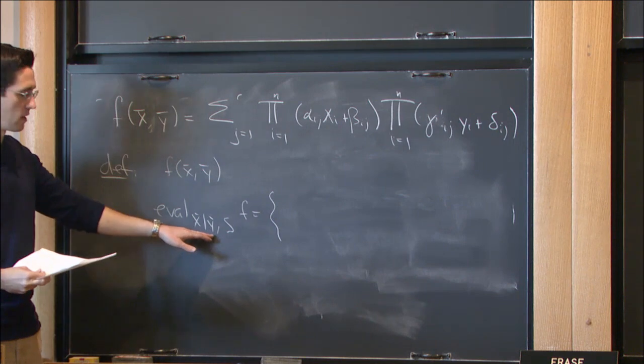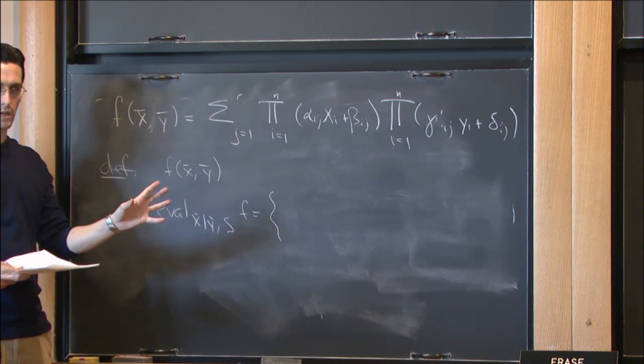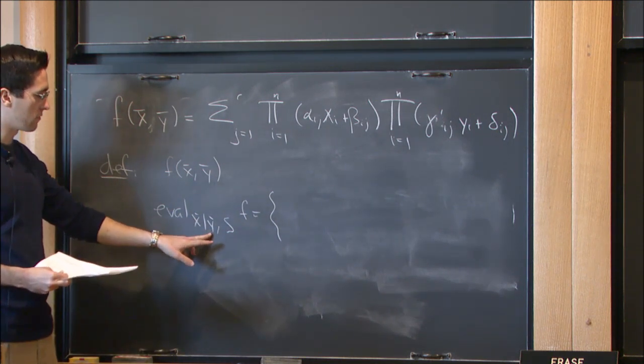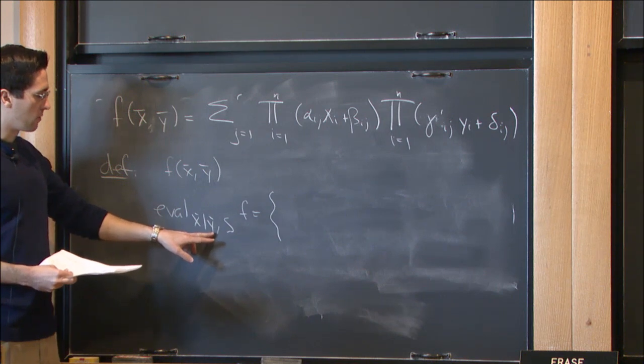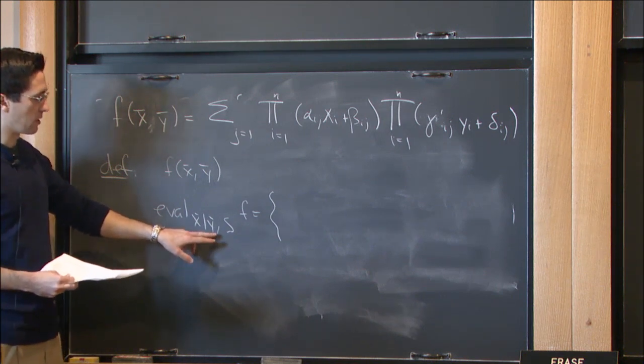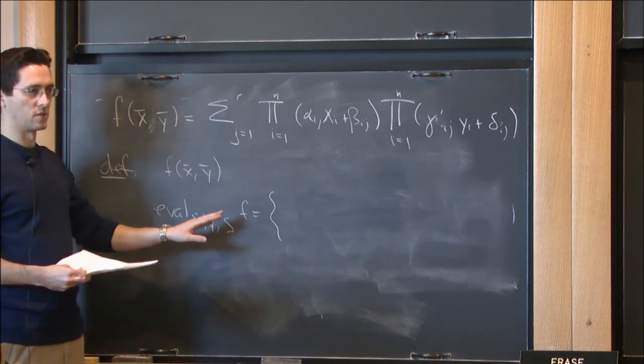I'm going to view x and y differently, and partition them. I'm basically going to take every input in x, and I'm going to evaluate them with arbitrary elements from S.